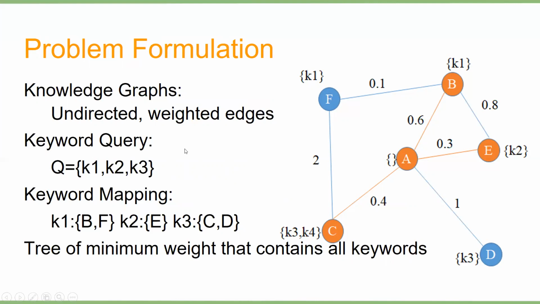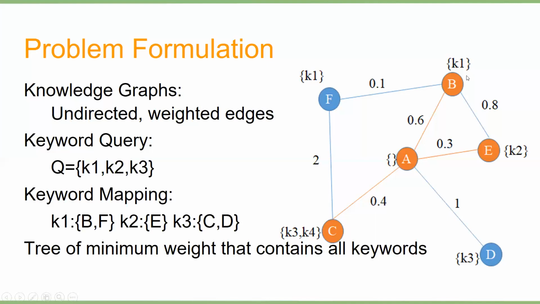A keyword query is just a list of keywords. Keyword mapping is a retrieval function that maps keywords to a keyword node set. K1 is mapped to B, K2 is mapped to E, and K3 is mapped to C and D. For each node, we have a set of keywords it can be mapped from. C is associated with K3 and K4. B is associated with K1.